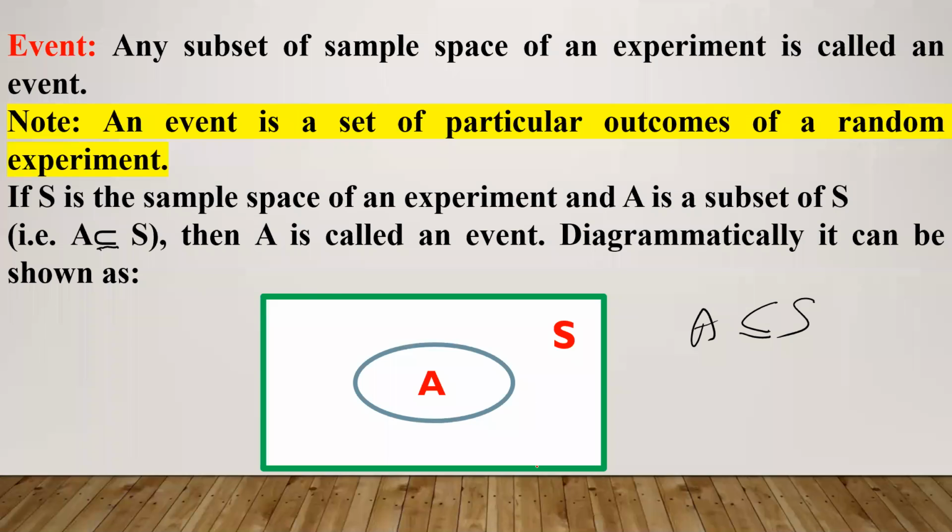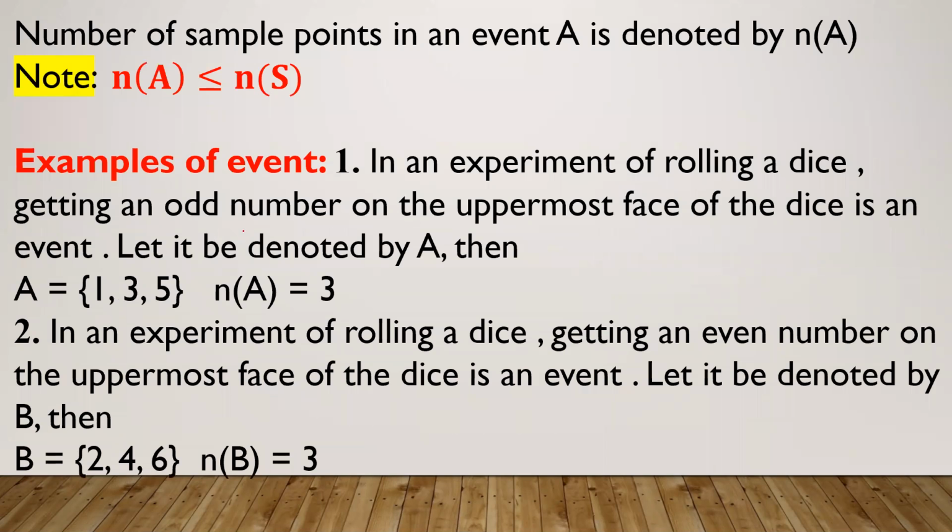The bigger rectangle is the sample space and A is an event. It's a part of S. So event means it's a part of sample space. Let us look at the example. Example of event. Suppose in an experiment of rolling a dice, getting an odd number on the uppermost face of the dice is an event.